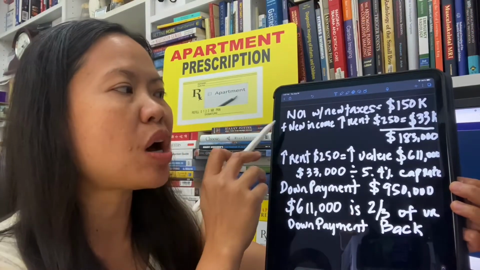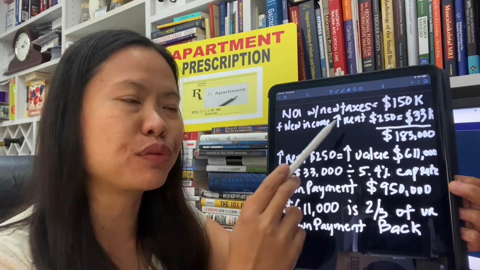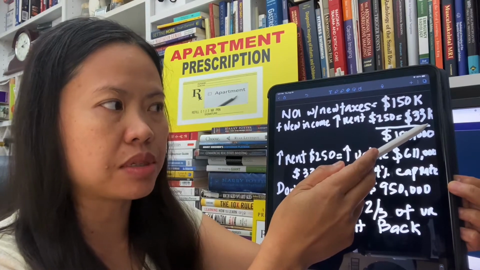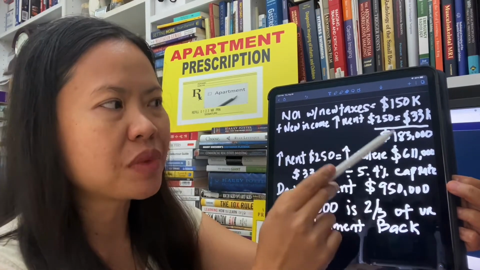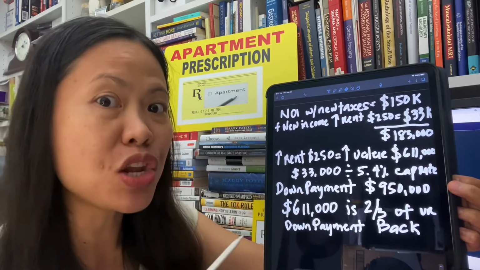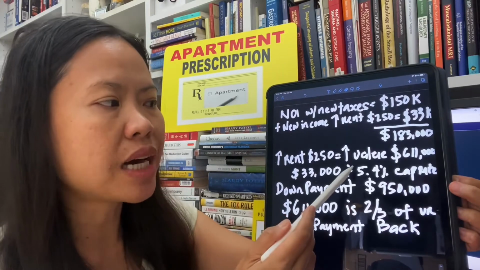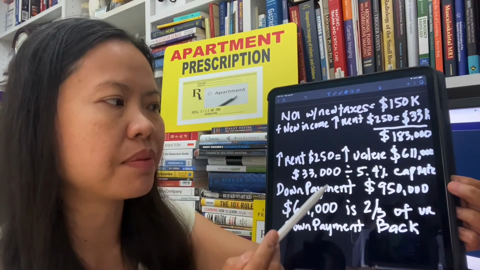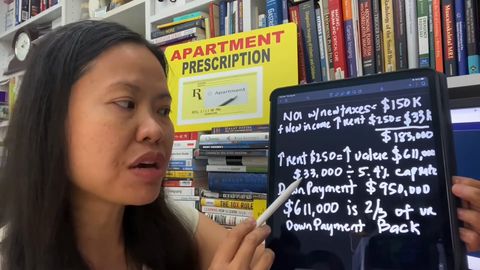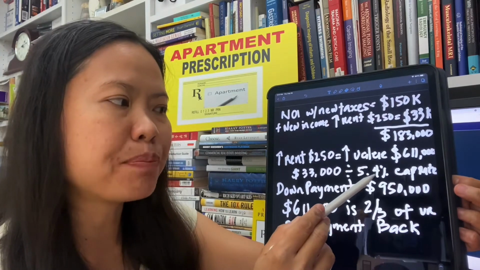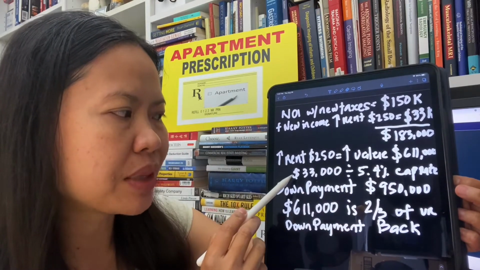To continue, the net operating income with new taxes is $150,000 plus the new income from the rent increase of $250 per unit, which is $33,000. That gives us $183,000 of new net operating income. So with a rent increase of $250 per month per unit, that would increase our value by $611,000. How did we get the $611,000? That's the magic. This is how we did it. $33,000 divided by the 5.4% cap rate gives us $611,000.